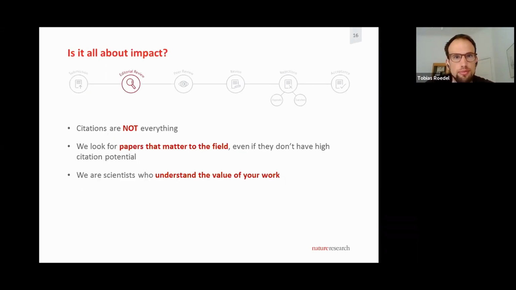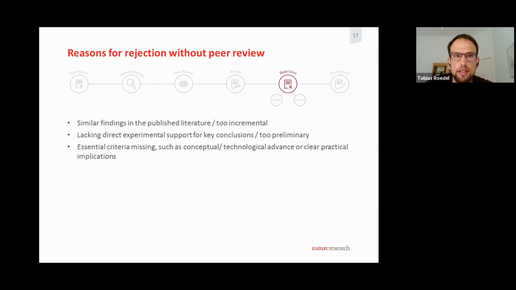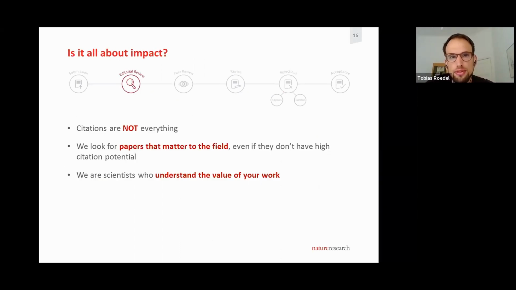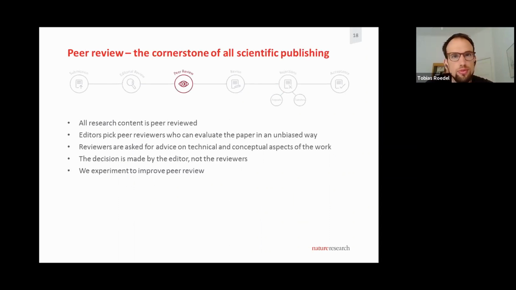Okay, I talked about the impact. And the reasons for rejection are basically if the specific criteria I mentioned here are not fulfilled. I don't want to spend too much time on that because otherwise you will run out of time. And then peer review.